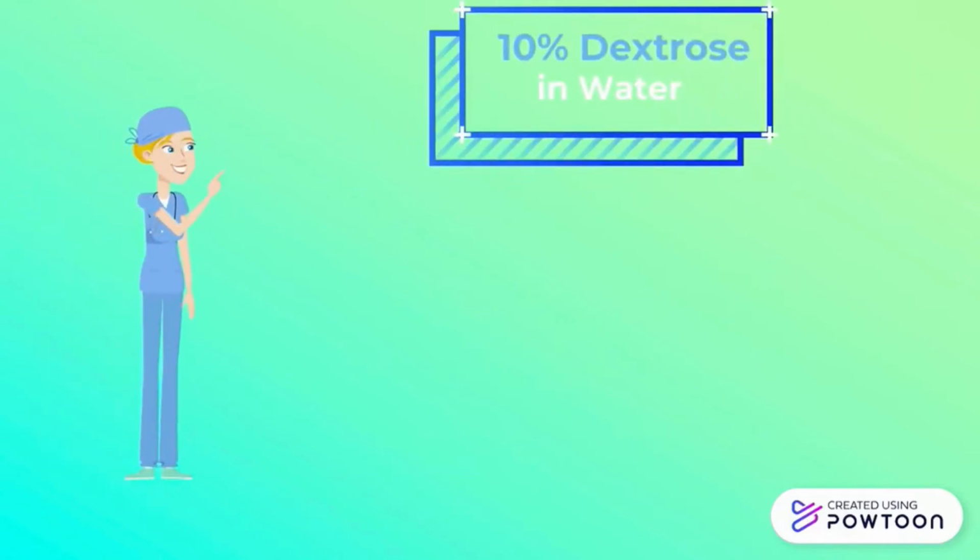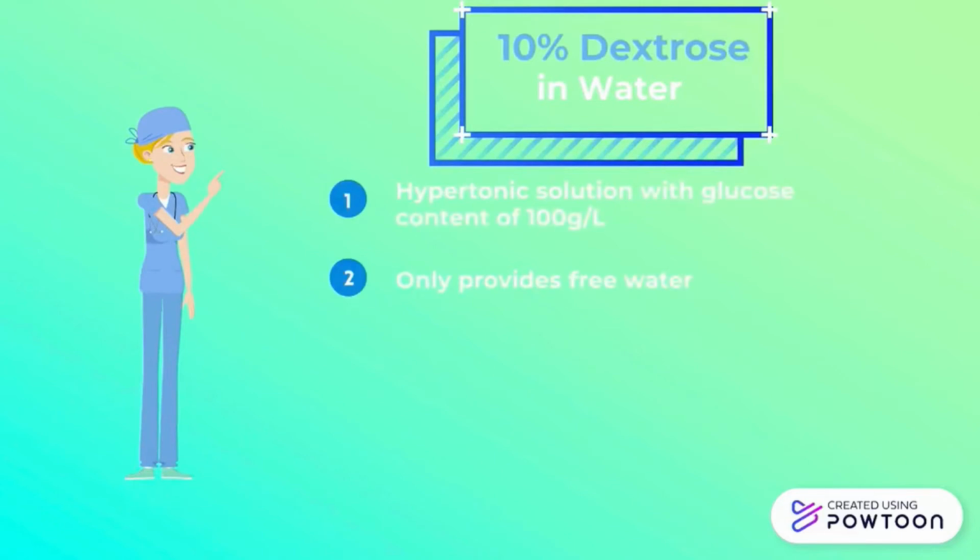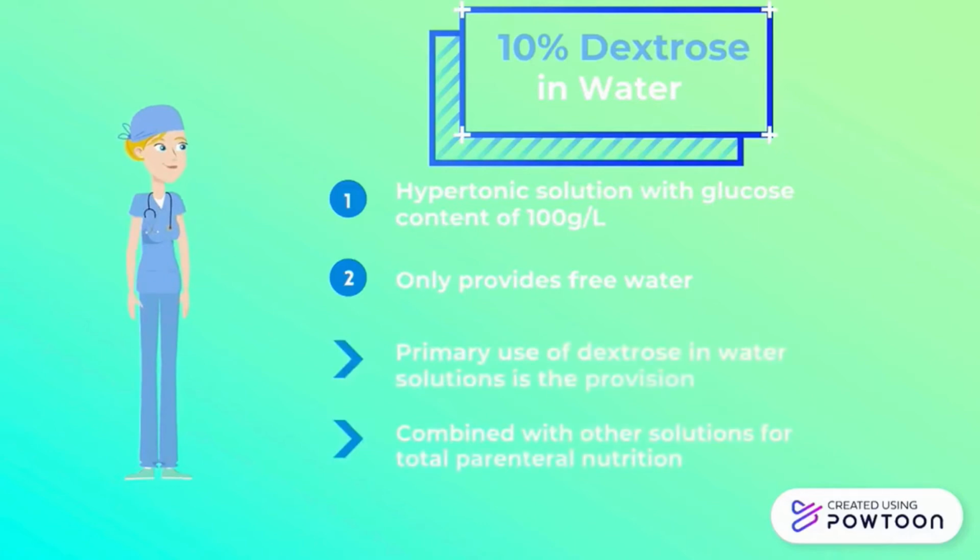10% dextrose in water, on the other hand, is a hypertonic solution with a glucose content of 100 grams per liter, and it only provides free water. Primary use of these solutions is the provision of calories. Concentrated solutions may be combined with amino acid solutions, electrolytes, and vitamins to provide total parenteral nutrition.